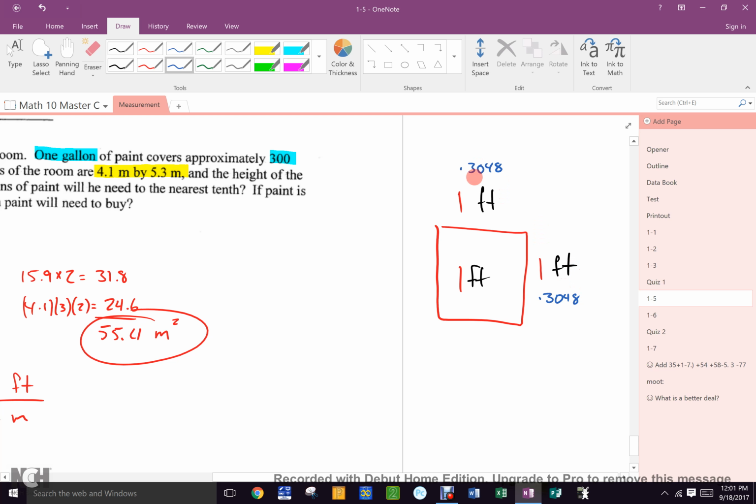And how do I find out how many meters are in here? What do I do with those two numbers? Multiply them. So 1 foot isn't 0.3048. 1 foot squared isn't 0.3048, is it? It's 0.3 times 0.3 to get 0.0929 meters squared. Does everybody understand what just happened there? Why it's not 0.3048? Because I had to convert both dimensions.